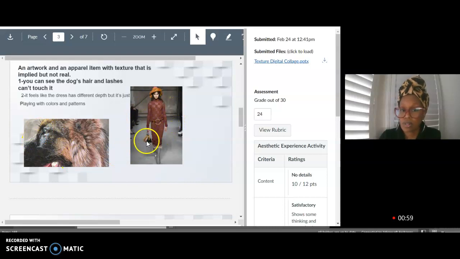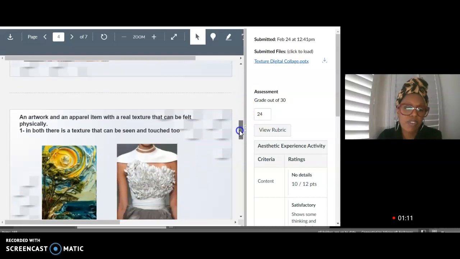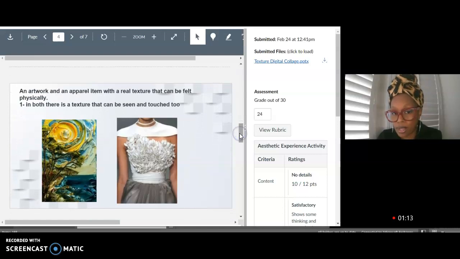However, your checkerboard dress here definitely is an implied texture. We feel like the dress may be bumpy, but the texture is implied. Okay. Moving forward, now these are two great examples of texture that could be felt physically.